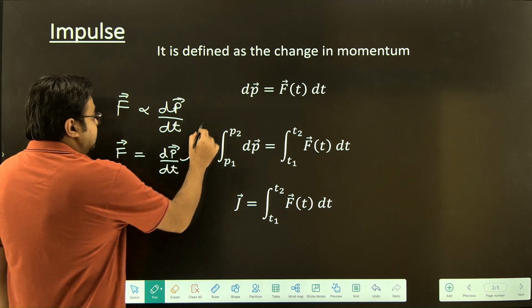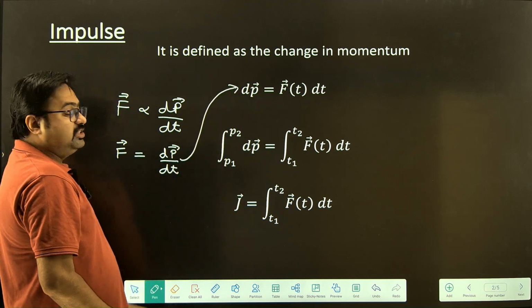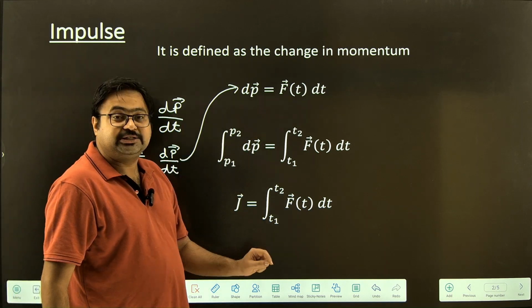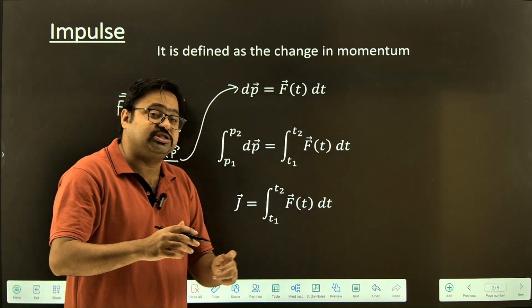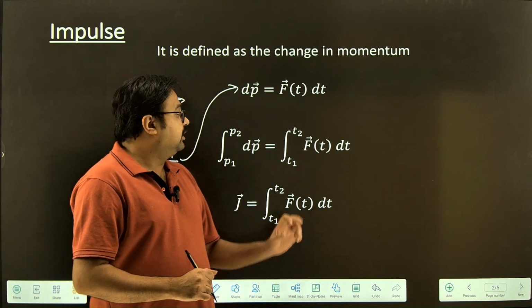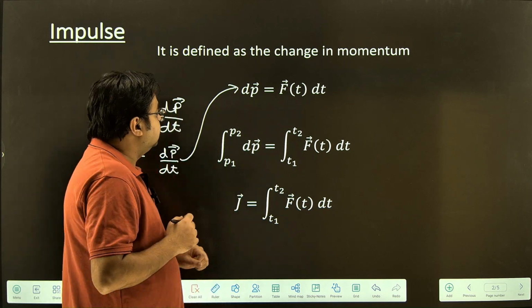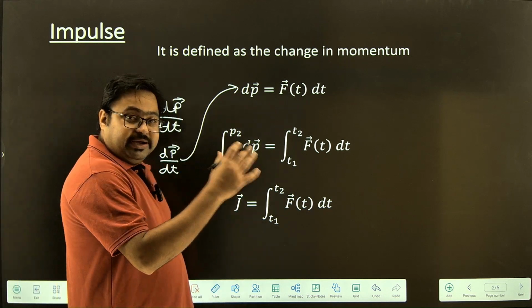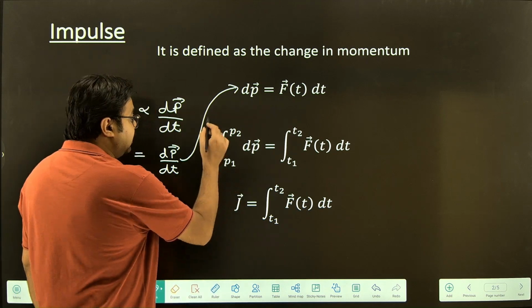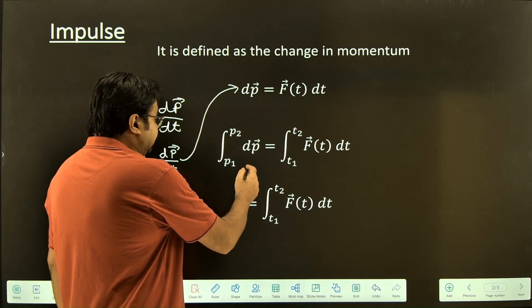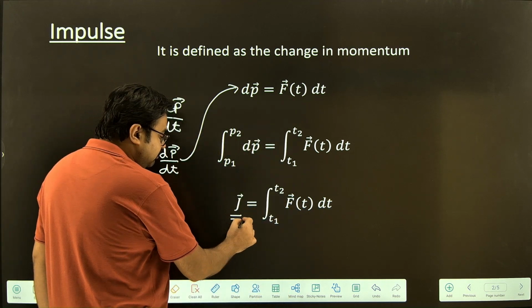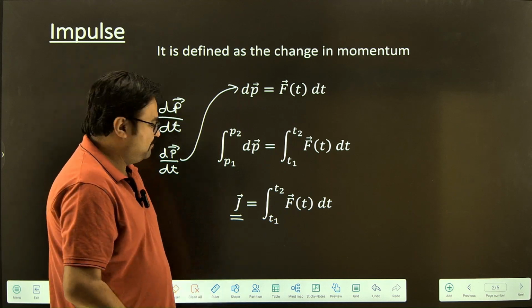From this equation, you can get dp equal to F of t into dt. It simply tells you that force is a function of time. Force depends on time. You can either have a constant force or it could be a time dependent force. To integrate this, you integrate it from P1 to P2, which is initial momentum to final momentum. That gives you the total change in momentum. That total change in momentum is what you call impulse J, right?